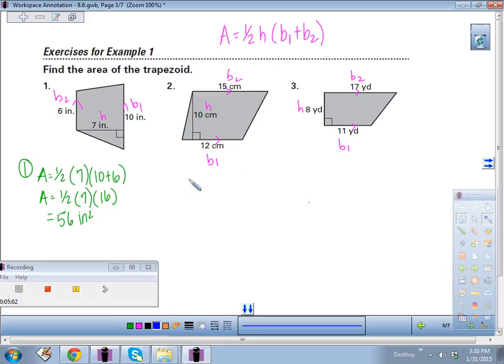Number 2, the area is 1/2 the height times the quantity, base 1, plus base 2. Simplify what's in your parentheses. So we get 27.